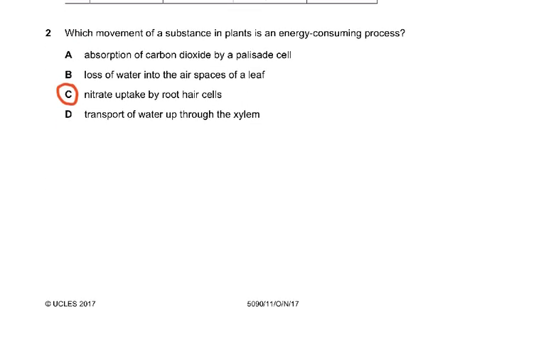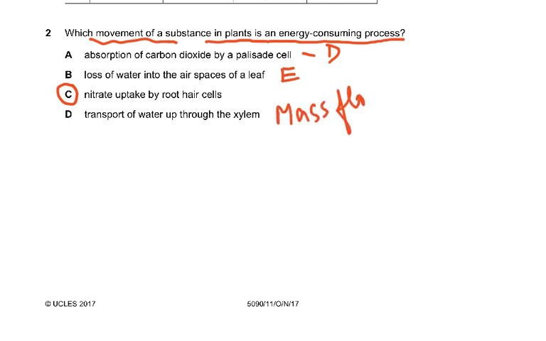Then coming on to question number 2. Which movement of a substance in plants is an energy consuming process? And that was simple. Nitrate uptake by root hair cells. Absorption of carbon dioxide by palisade cells is diffusion. Loss of water into the air spaces of a leaf is evaporation. Transport of water up through the xylem, that's the transpiration pull or the suction force or the mass flow.